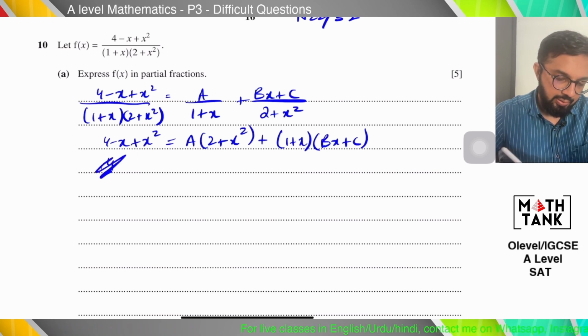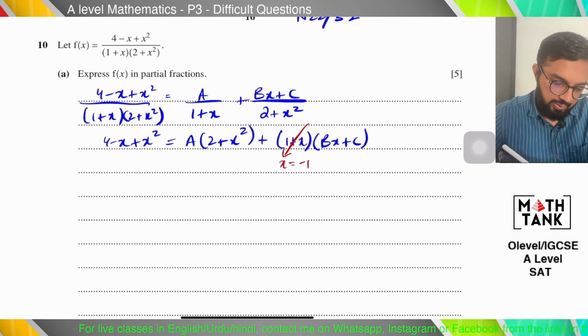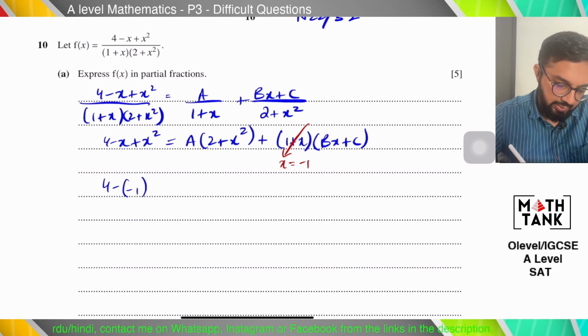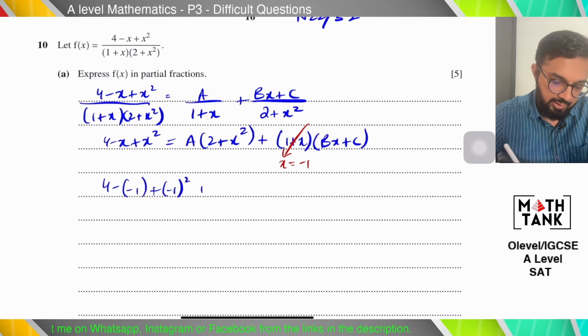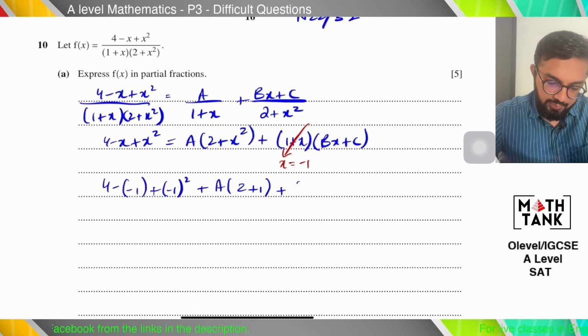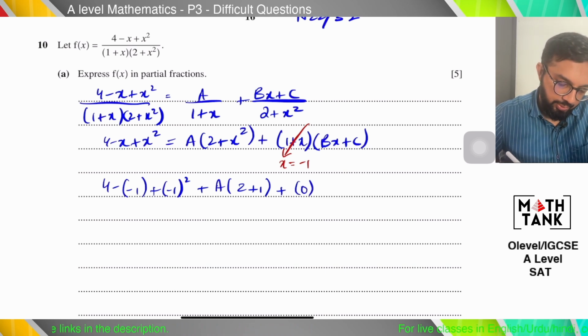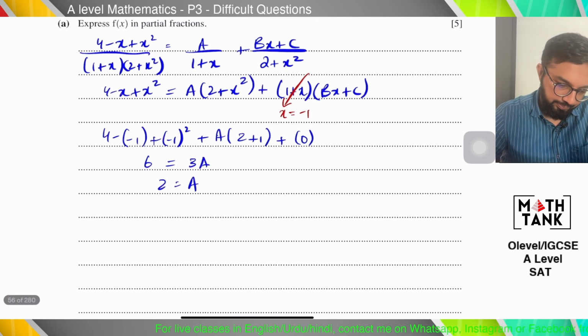And then you try to make the brackets 0. Okay, so x equals to minus 1. So 4 minus 1 plus minus 1 squared equals A into 2 plus 1, plus 0. Okay, so 4 plus 1, 5, 5 plus 1, 6. 3A equals to 6, A equals to 2.